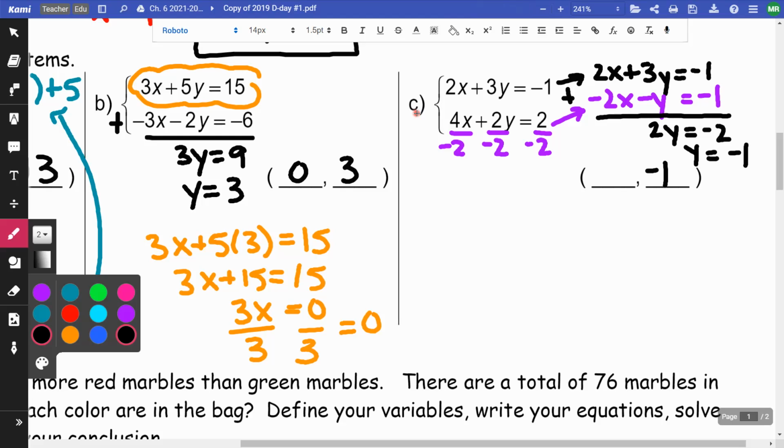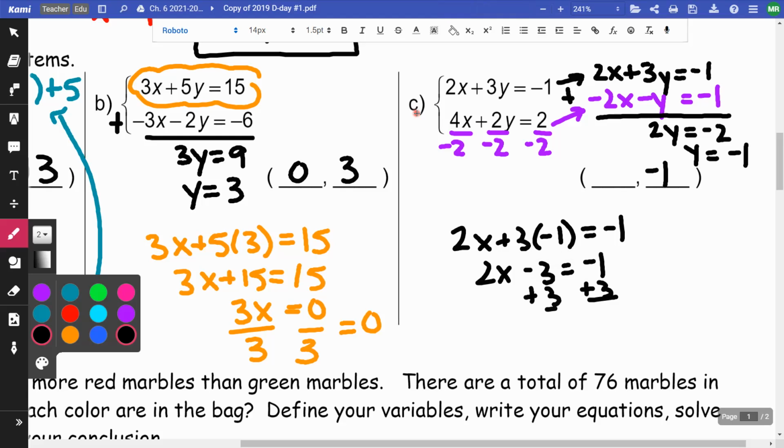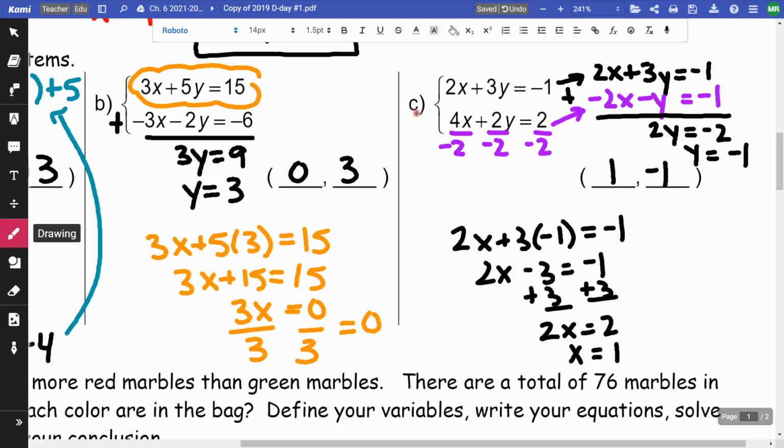I then am going to put that into either equation. Let's say I put it into the 2x plus 3 times y, my y being a -1 equals -1. 2x minus 3 equals -1. I add 3. I get 2x is equal to 2. I divide by 2 and I get x is equal to 1. So 1 comma -1.